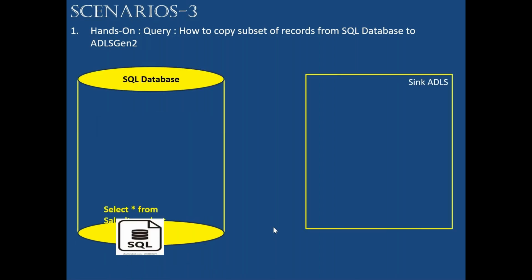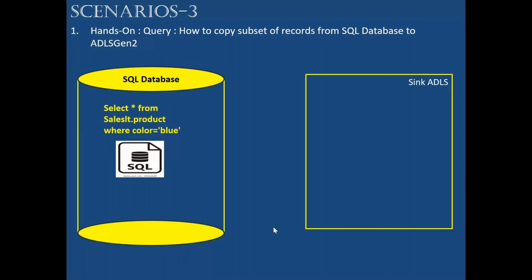You want to take the Hyderabad customers. Now what will you do? You will fire the query like this. For example, I have given an example here: I have a product table with different colors of products. I want to take only blue color products. So I am filtering, saying where color equal to blue. Maybe I have white, red, black, a lot of other colors also, but I'll be taking only the blue products.